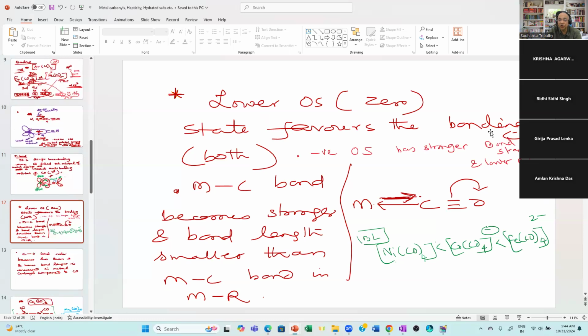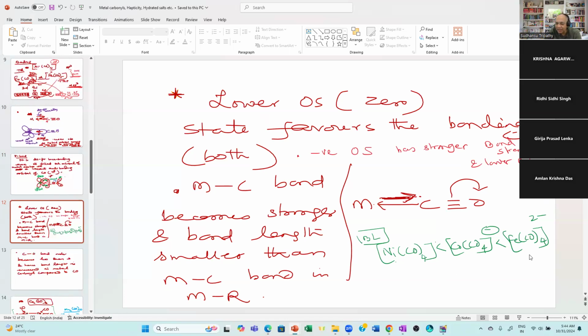Zero state favors the bonding. Even a negative state has a stronger bonding than the zero state. So the lower the oxidation state, the greater the stability, because more electrons will try to form the pi bond. As I have already explained, the pi bonding will be stronger.